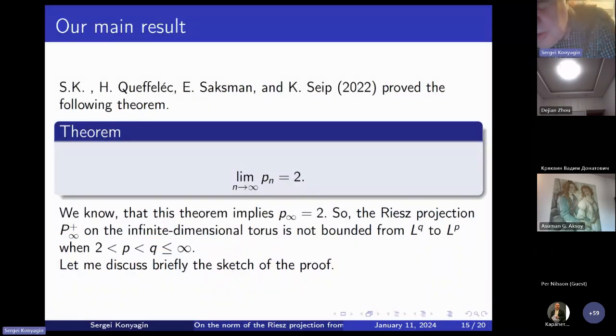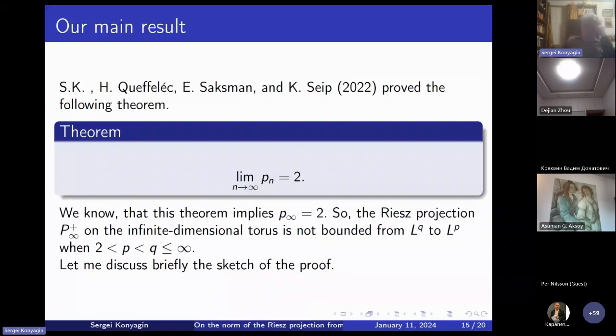And what is our result? We proved that the limit is 2. So p infinity is 2. And the Riesz projection on the infinite dimensional torus is not bounded from L_q to L_p, where p and q are greater than 2.